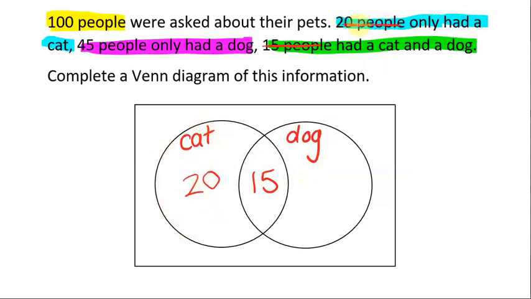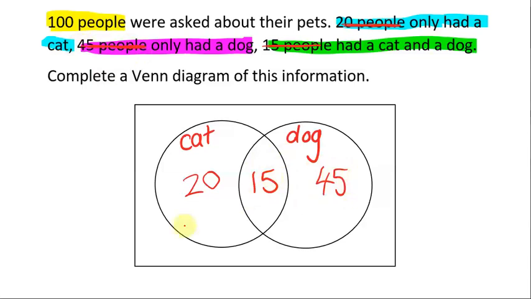So we've done the 20 people that just had cats, we can cross them off. And 45 people only had dogs. So in this section that's only dogs, not the overlap with dogs and cats, but only dogs, there were 45 people. Cross them off as well. 45 people only had dogs.